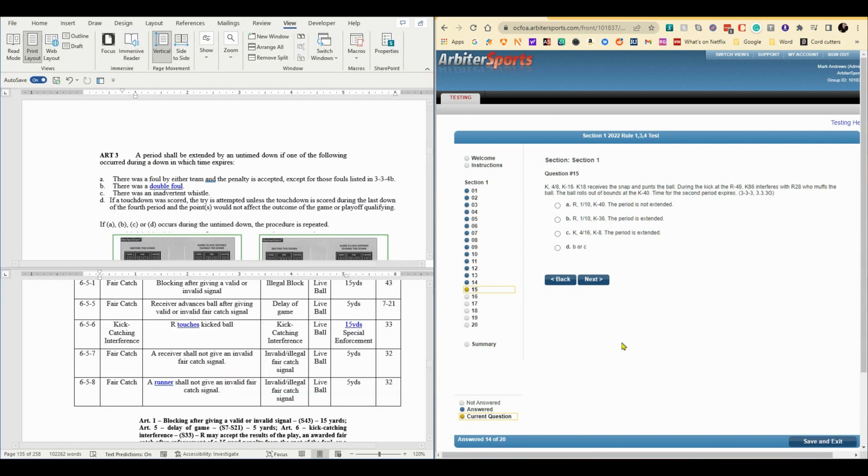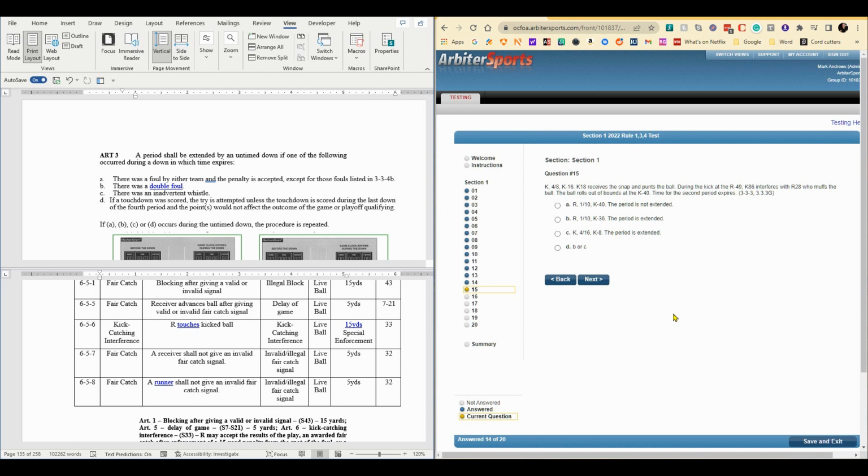Okay, so hang in here with me on this one, guys. K 4th and 8 at the K16. K18 receives a snap and punts the ball. During the kick, at the R49, K86 interferes with R28, who muffs the ball. The ball rolls out of bounds at the K40. Time for the second period expires. So we have a question of a foul. Where is the spot of the foul? What's the enforcement? Okay, and whether we extend the period.